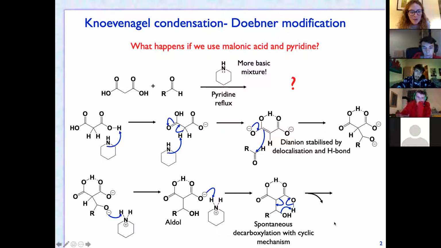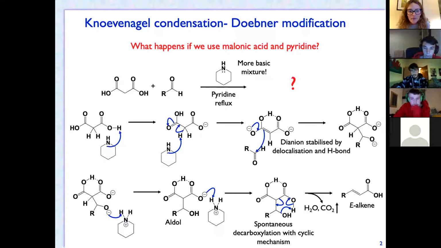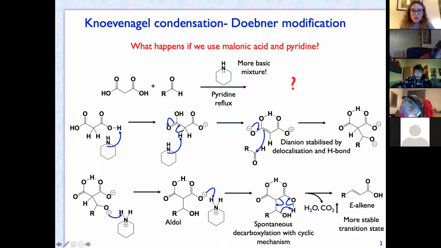And what do we form, guys, in this case? So what's our end product here? The alpha,beta-unsaturated carboxylic acid. Yeah, the E alkene, okay? So the E alkene is associated with a more stable transition state for this reaction, and so we can selectively form E alkenes also with this version of the Knoevenagel condensation.